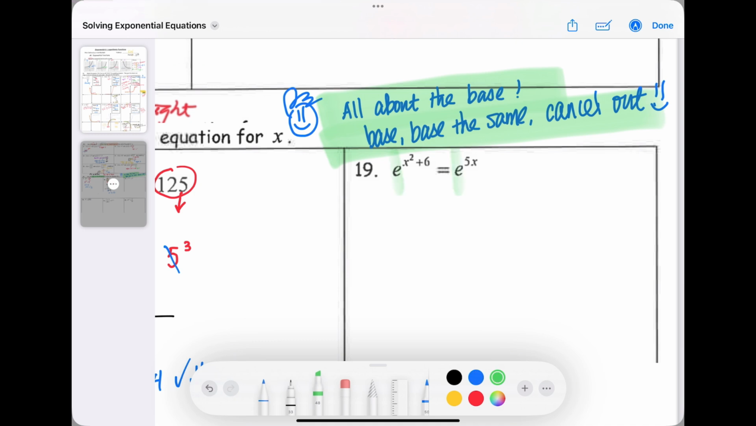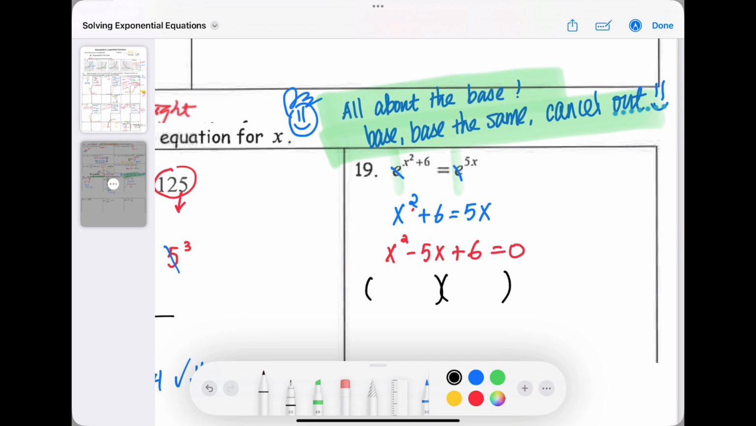Moving on, all about the base. The base is the same, cancel out. Ooh la la, love it. My base is e, so do not overthink. The base cancels out. What do I have left? I got x to the power 2 plus 6 is equal to 5x. Now what? Remember, when we see the power 2, we think about factoring, right? So I'm going to set it equal to 0 to solve that. So that becomes x to the power 2 minus 5x plus 6 equals 0.